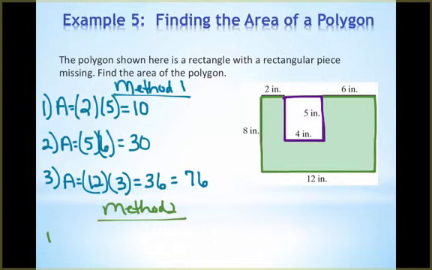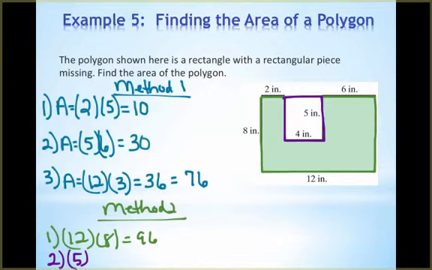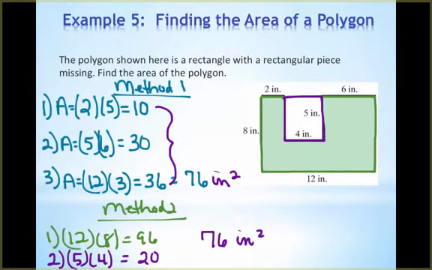So if I do the large rectangle, my large area is 12 by 8, which is 96. Then I have that inner rectangle, which is a 5 by 4, which is 20. And now in this case, what I want to do is subtract the two of those to get 76. And that would be in square inches. My units up here were also square inches. We need to mark that that was the total of 76.